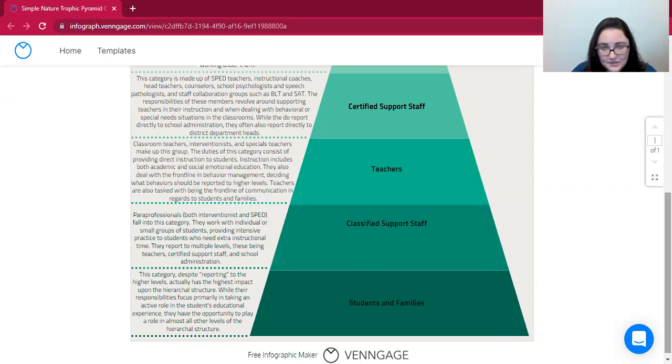And then finally, we have students and families. And this category is honestly one of the most important categories, because this is what we base all of our decisions off of, is our students and their families. And so they have the highest impact on the hierarchical structure.